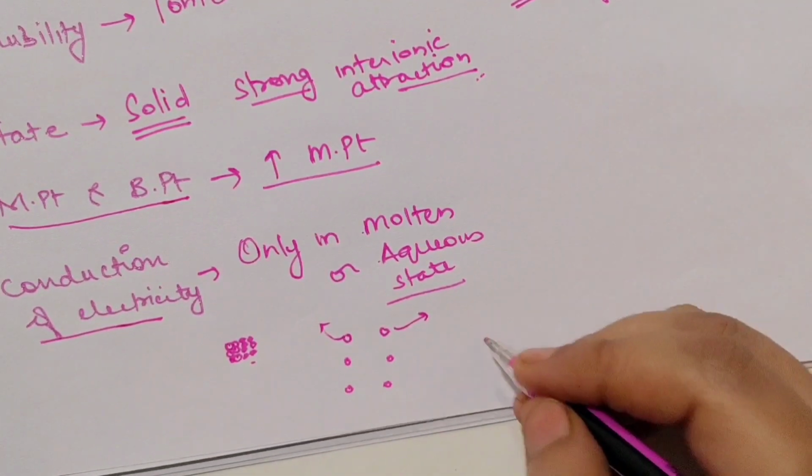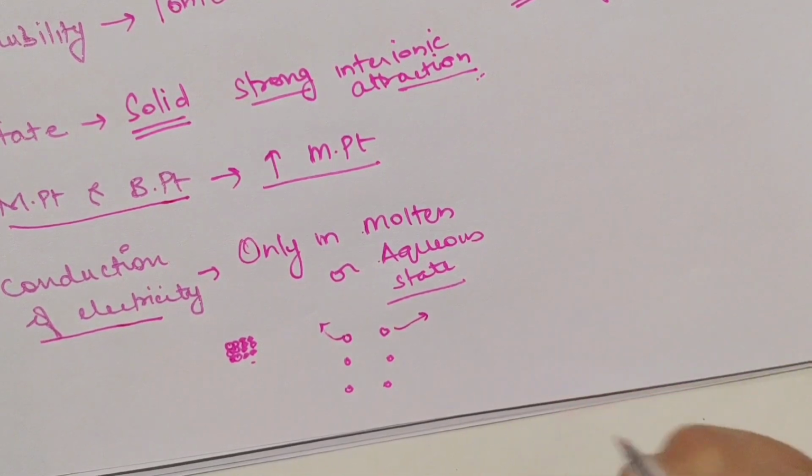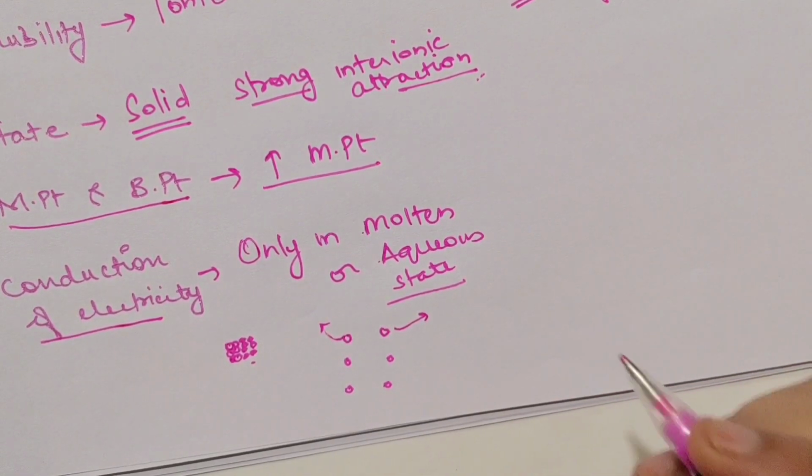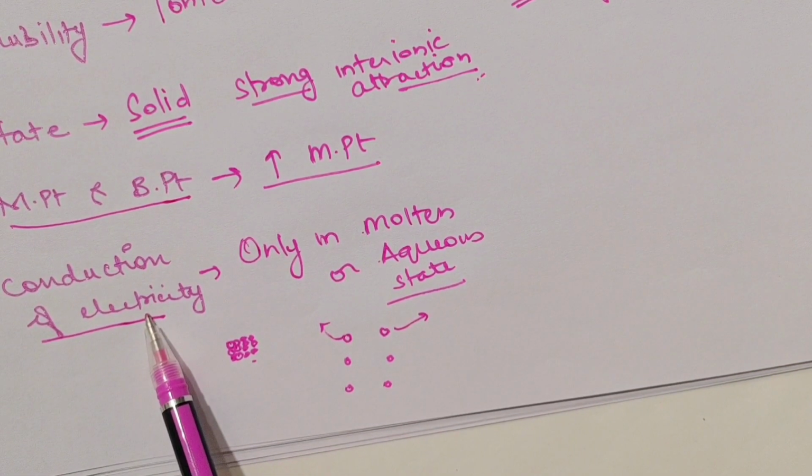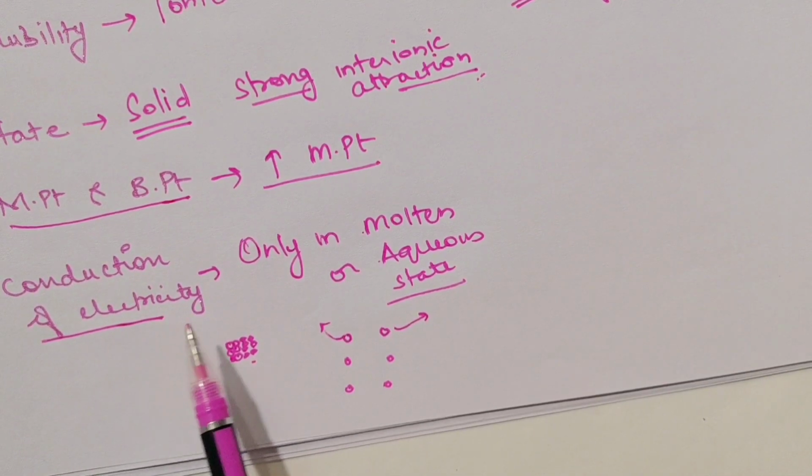Same happens when they are dissolved in water, that means in the aqueous state. In the aqueous state also, the cation and anion separate and therefore they are able to move. So conduction of electricity happens for ionic compounds, but only in aqueous or molten state.